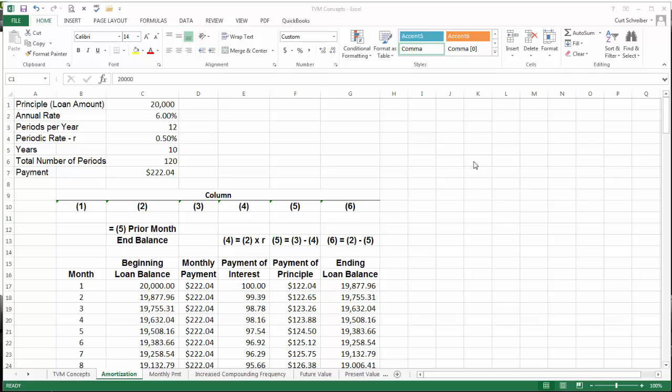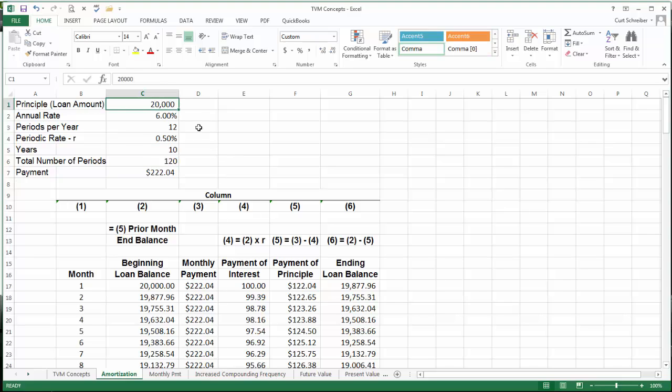This video is a continuation of the time value of money concepts video. In this video, we're going to look at amortization schedules, which is a time value of money concept, as well as the calculation of a monthly loan payment. Let's use an example here.